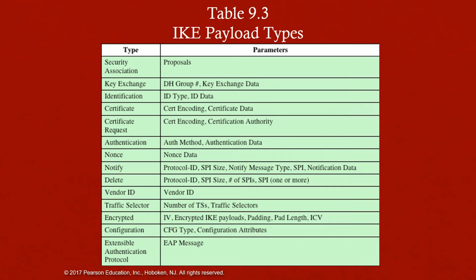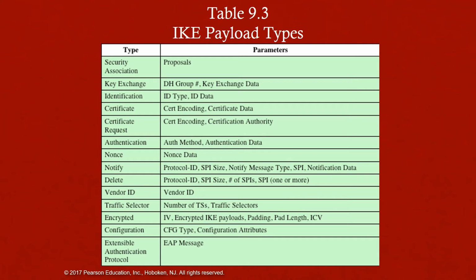The nonce payload contains random data used to guarantee liveness during an exchange and protect against replay attacks. The notify payload contains either error or status information associated with this SA or this SA negotiation. The following table lists the IKE notify messages.